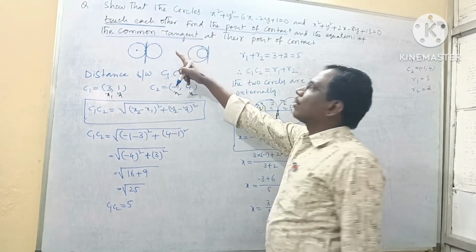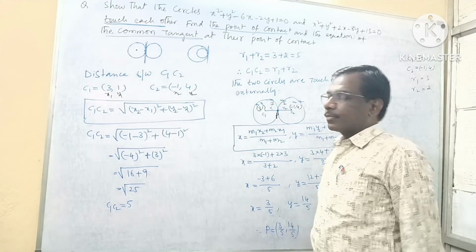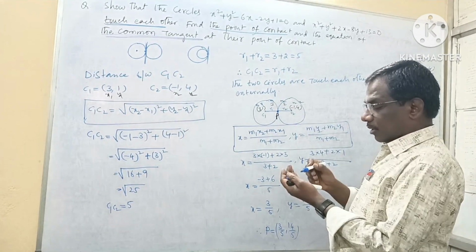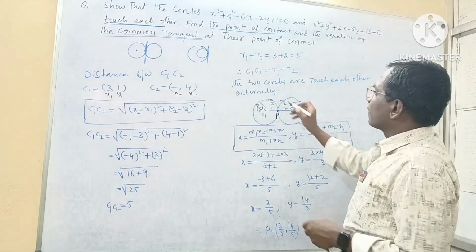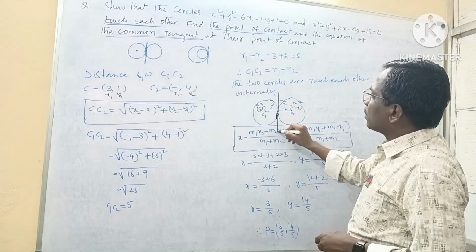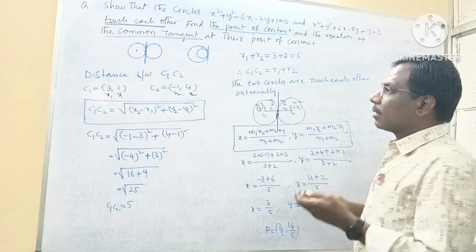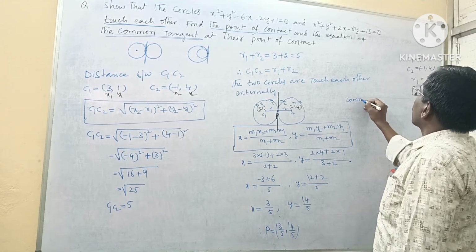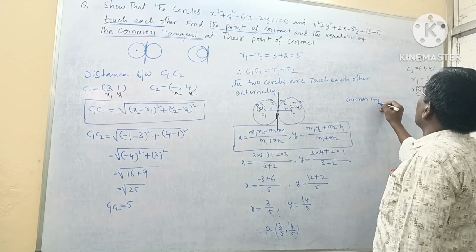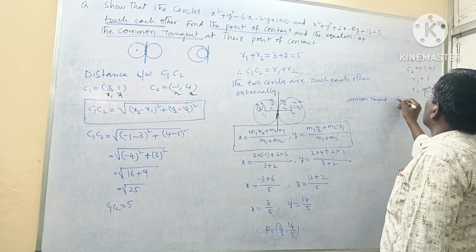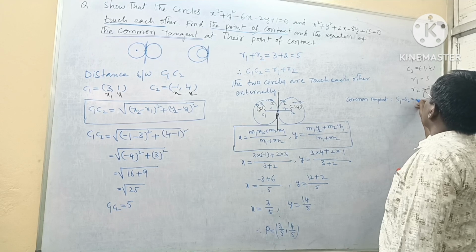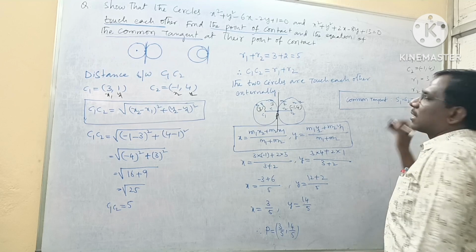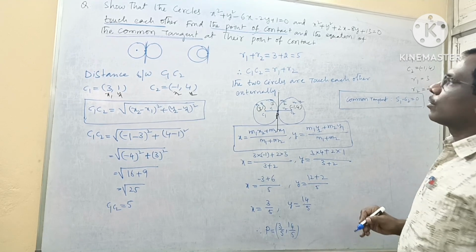Next we have to find the common tangent. So what is the common tangent? See, this is the common tangent. Only one common tangent. So the common tangent formula is S1 minus S2 is equal to 0. The formula for the common tangent is S1 minus S2 is equal to 0.